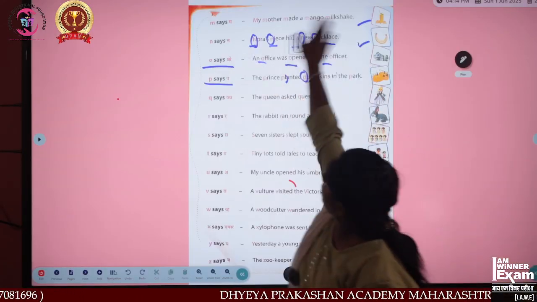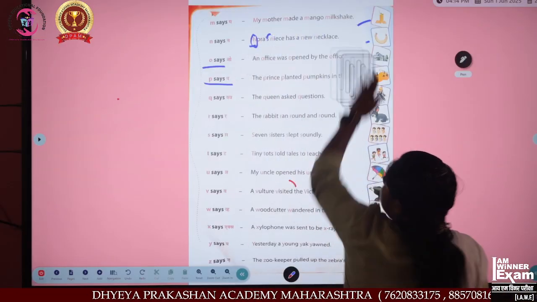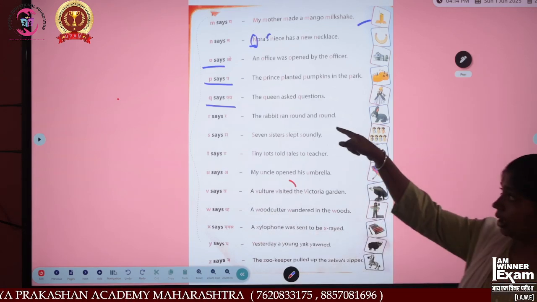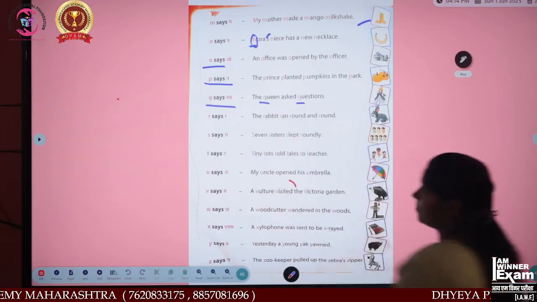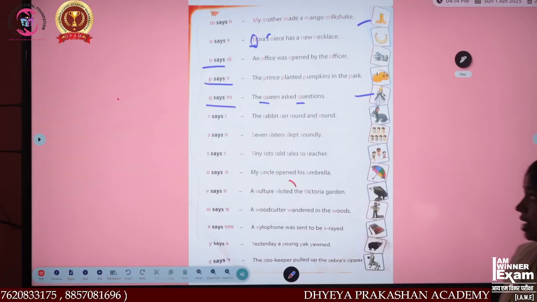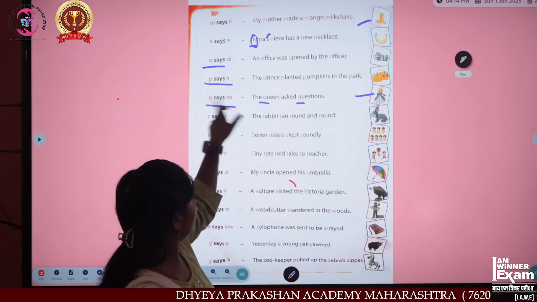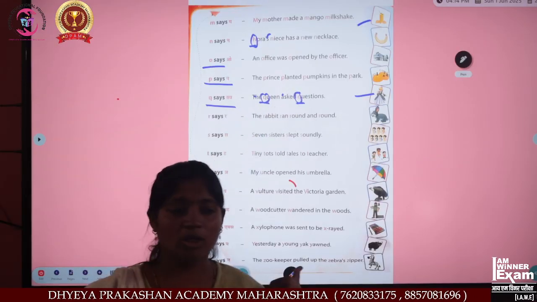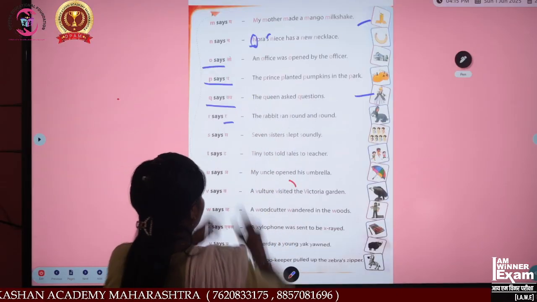Next. Q says Q. The queen asks question. Q says Q. Next. R says R.